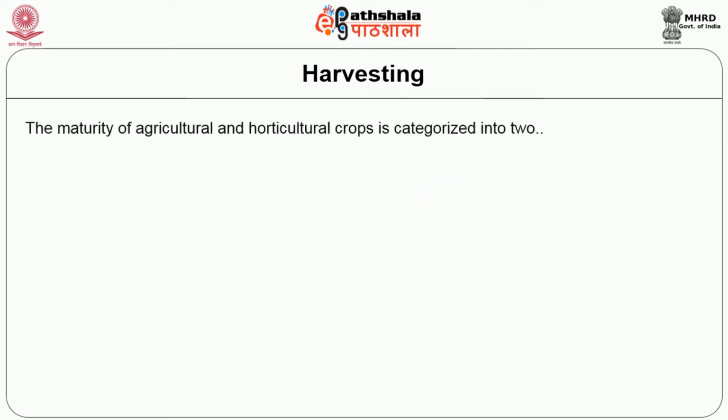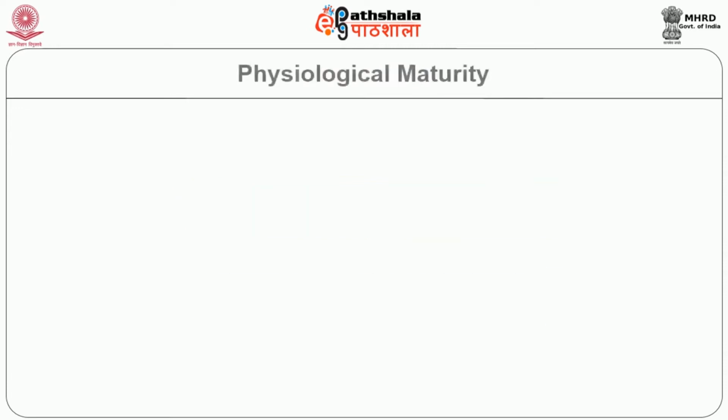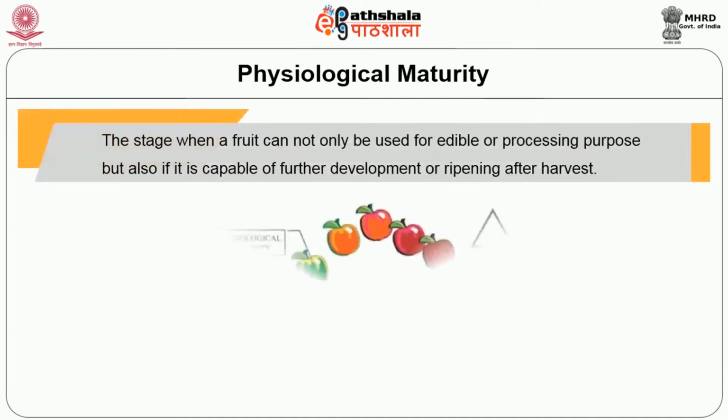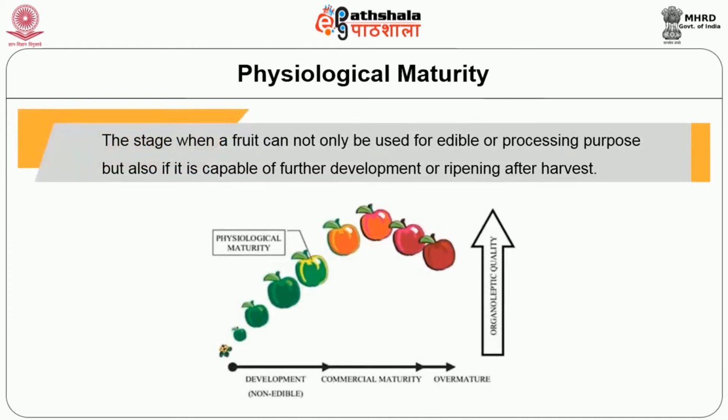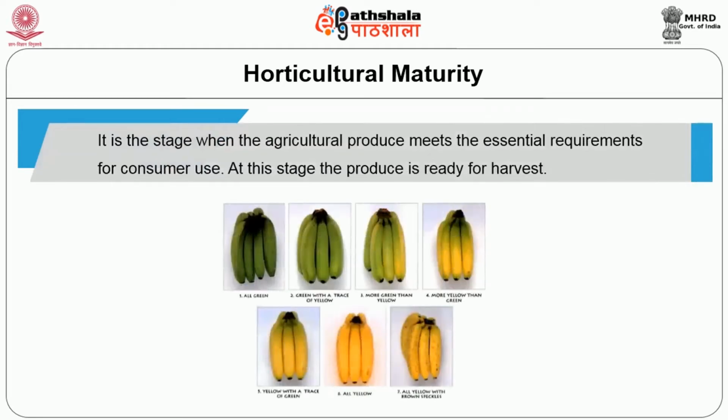The maturity of agricultural and horticultural crops is categorized into two, namely physiological maturity and horticultural maturity. Physiological maturity is the stage when a fruit can not only be used for edible or processing purposes, but is also capable of further development or ripening after harvesting. Whereas horticultural maturity is a stage when the agricultural produce meets the essential requirements for consumer use. At this stage, the produce is ready for harvest.